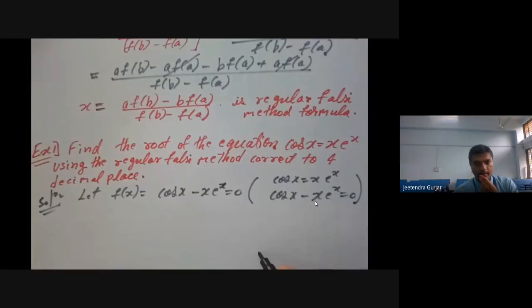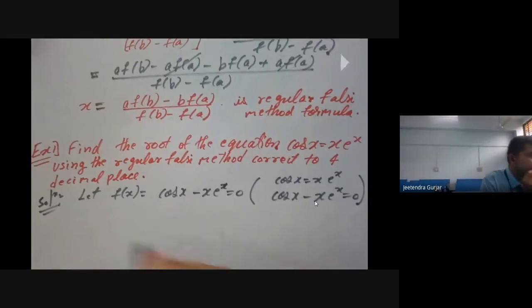When cos x minus x e raised to x is equal to 0. So this is how we have the function. So how the function we are going to write f of x, remember this. In exam it is not required to write these steps, just write the function f of x. For your understanding I have written this.